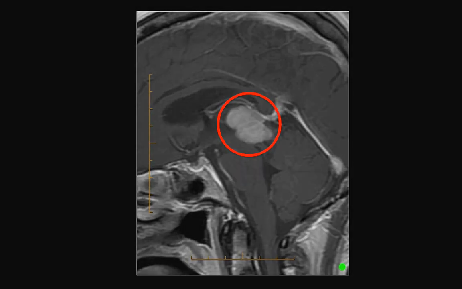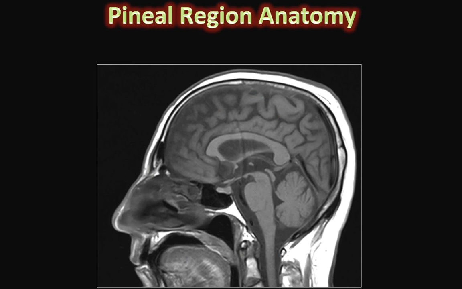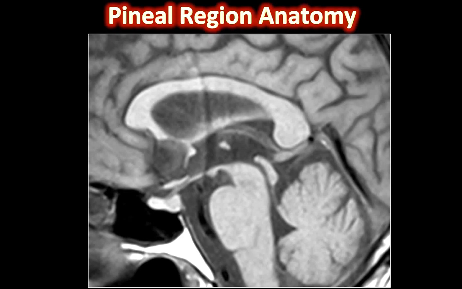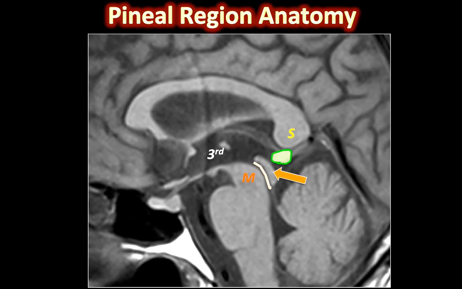Before we continue, let's look at a little bit of anatomy. This is a sagittal image in the midline of a normal patient. Enlarging the area of the pineal region, you'll see that the pineal gland actually lives in front of the third ventricle, below the splenium of the corpus callosum. It has a close relationship to the midbrain, in particular the posterior part of the midbrain that is called the tectal plate or the tectum, and it has a close relationship to the cerebral aqueduct.